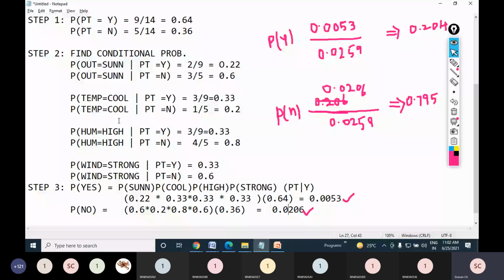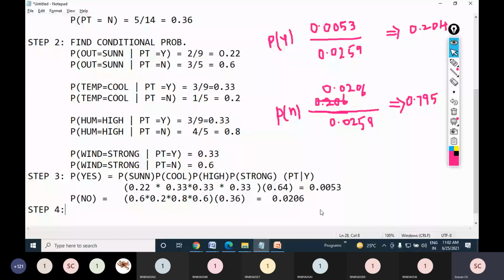If you add them, you will not get 1. Got the point? So that's the reason step 4 is important, wherein we normalize our results. So step 4 is very important. It is called normalization. So in normalization, what have we done, sir? We have done two calculations.